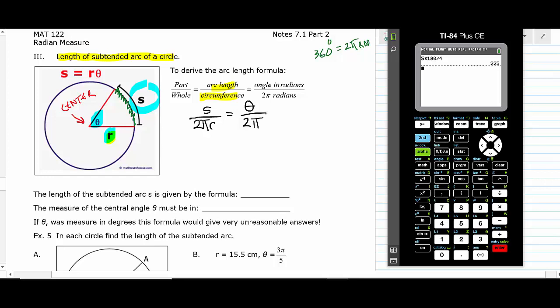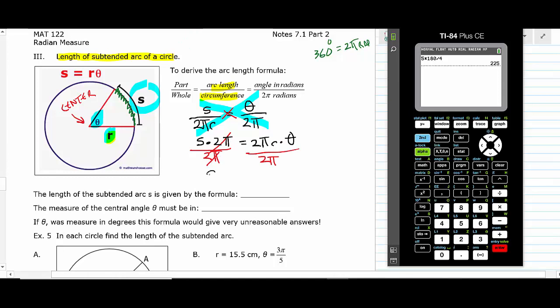So if we have an equation, a part-to-whole ratio, I'm going to cross-multiply this. Cross-multiplying is something you can do on a ratio. So I just go S times 2 pi equals 2 pi r times theta. I'm going this way, then I'm going that way. So now this is an equation, and we want to find what S is. That means we want to get rid of 2 pi. So how do you get rid of 2 pi in this equation? You divide by 2 pi, right? So we do that.